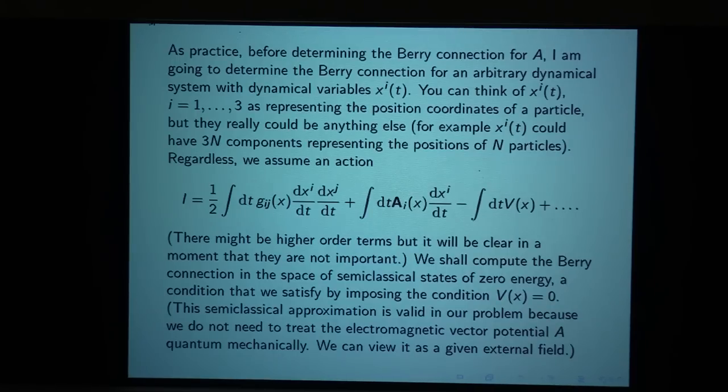Now, in our application, the reason the semi-classical approximation is valid is that we don't need to treat the electromagnetic vector potential A quantum mechanically. We can view it as a given external field. If we had to treat it quantum mechanically, that would be like saying that we could see effects of quantum electrodynamics in our quantum Hall system. But usually we can't. So normally we can treat big A classically. And that's why I'm going to tell you something that's true in general for any system that can be treated classically. So we're going to be computing the Berry connection in the classical limit of anything.